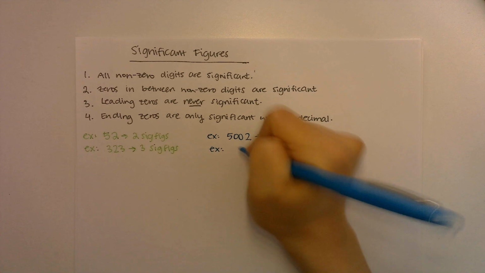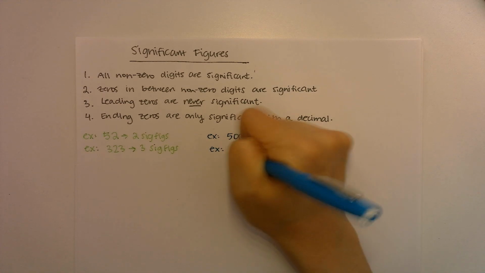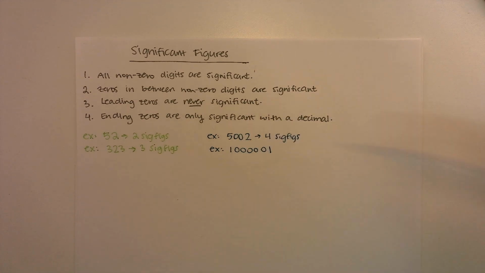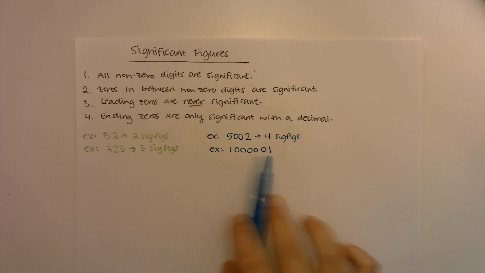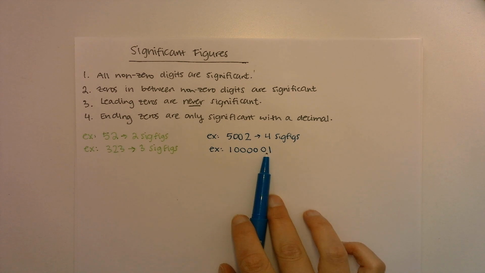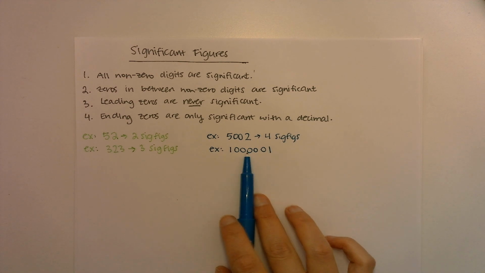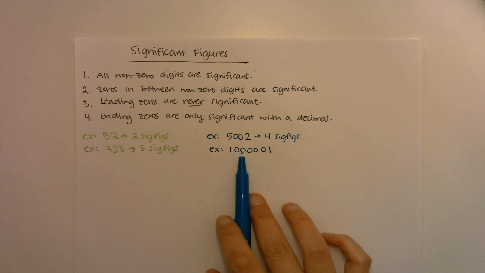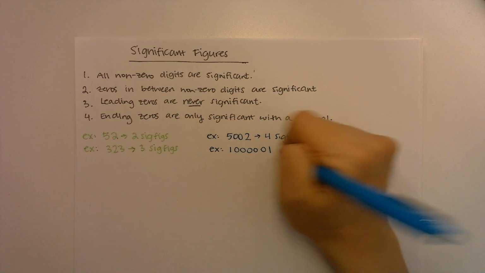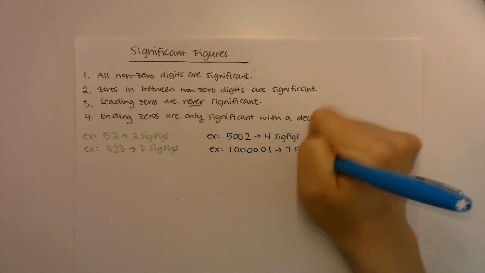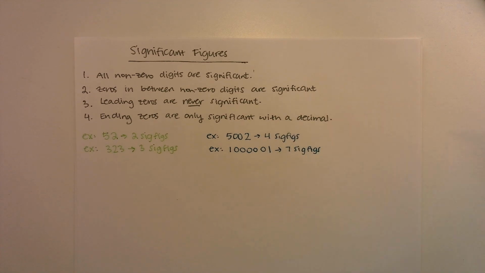Another example, let's say even if I have all these zeros in between, since they are sandwiched, they are all significant. So I have 1, 2, 3, 4, 5, 6, 7 sig figs. That is rule number 2.